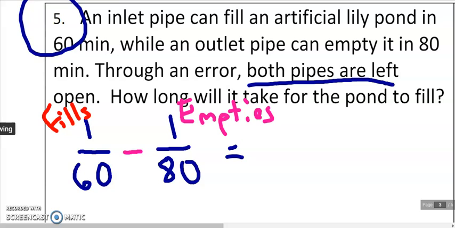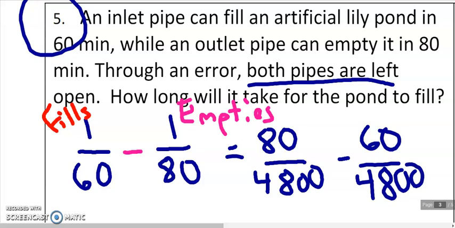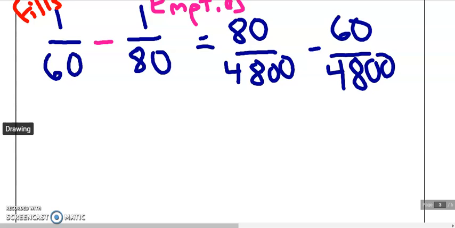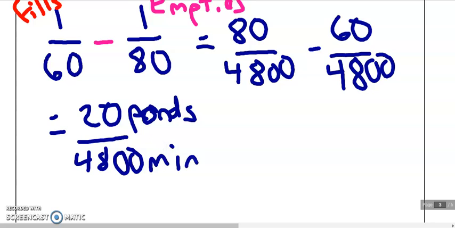So just like before, we're going to get our common denominator. So if I'm doing 1 over 60 minus 1 over 80, that's 80 over 4,800 minus 60 over 4,800, which equals 20 over 4,800. So we could fill 20 ponds in 4,800 minutes.